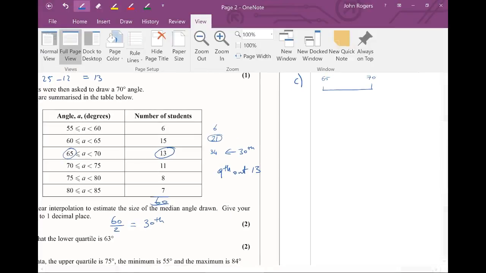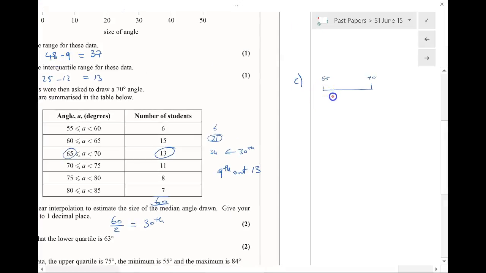Okay, so change colour pen. Basically we've got 13 through that group to cover the group 65 to 70, 13 data values. We make an estimate of where the 9th one would be. Remember, it was 9 because we've got 30, take away the 21 that were in the 2 groups from before. So that basically enables us to set up a kind of a calculation for it.